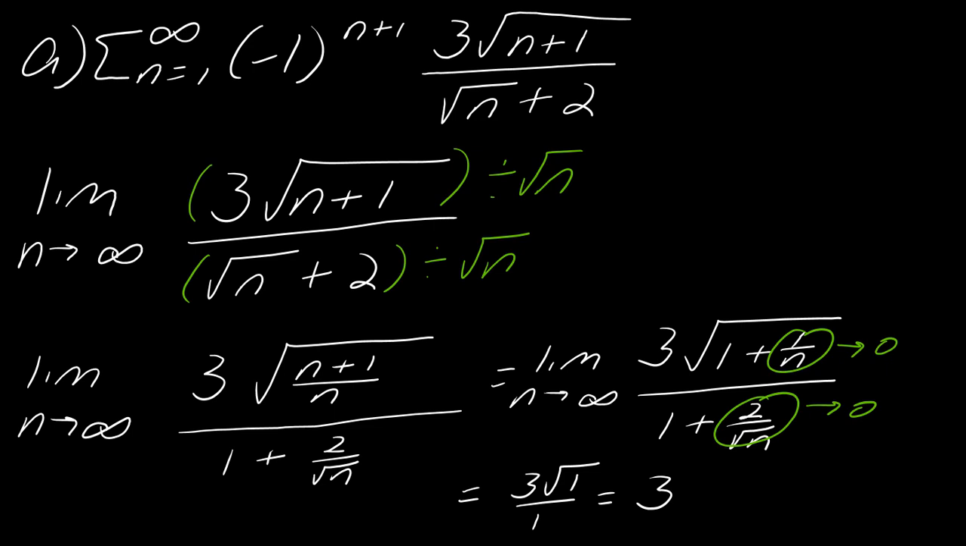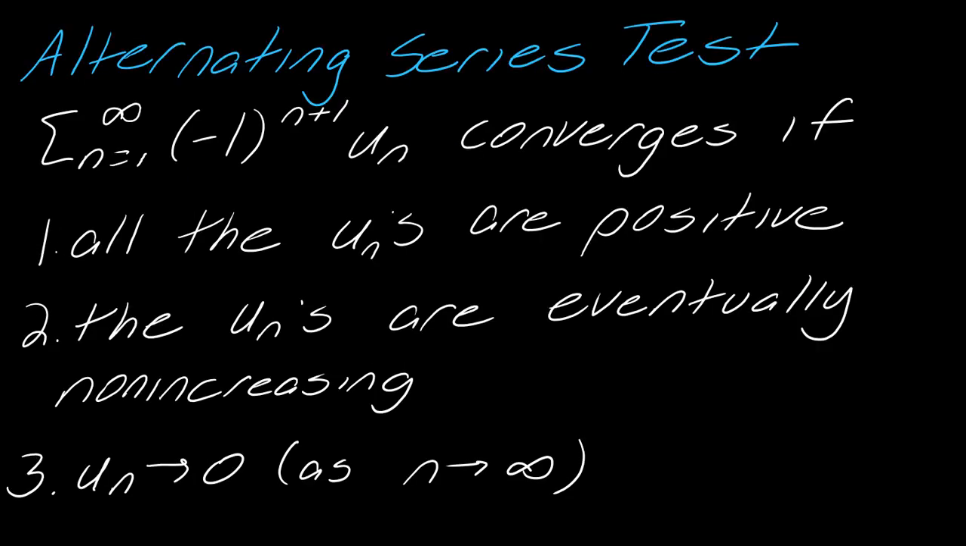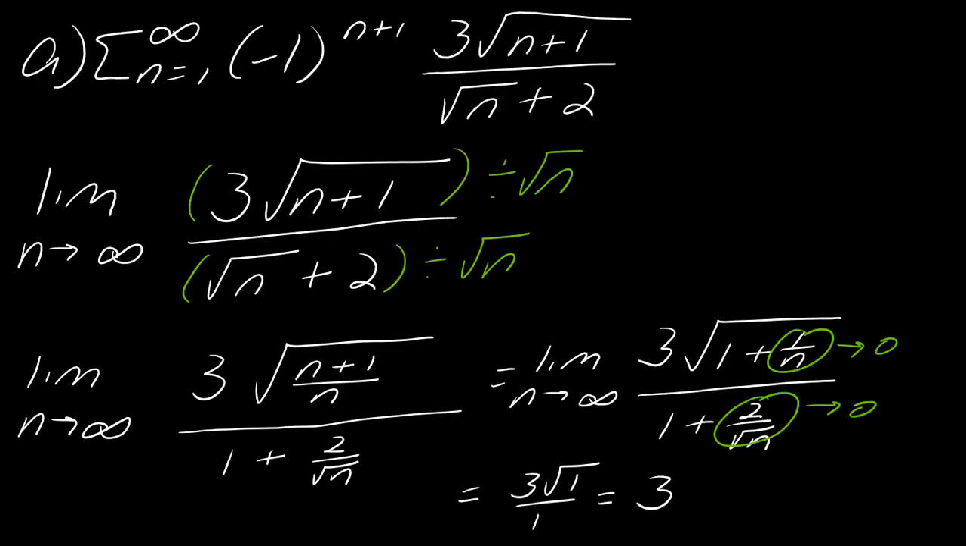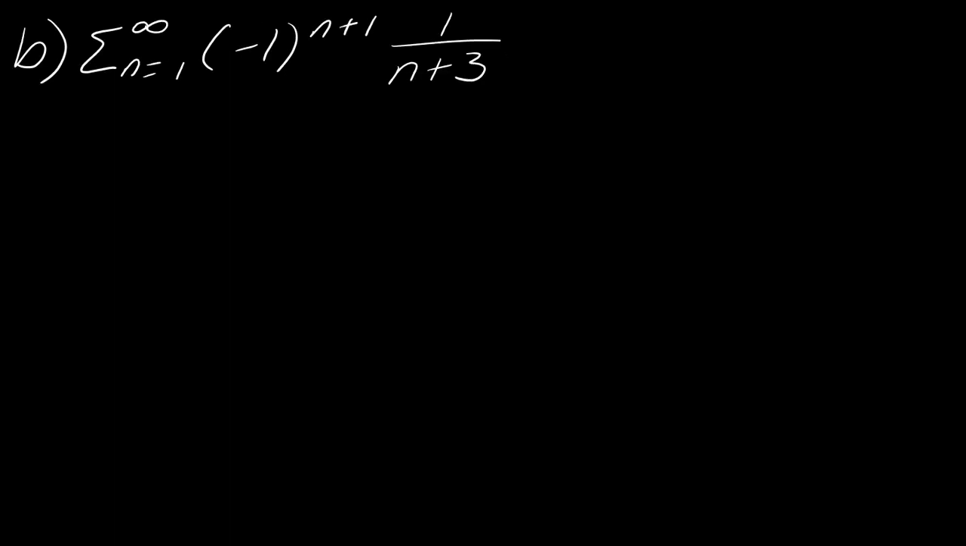Okay, so this did not go to 0, so this does not satisfy the alternating series test. But moreover, the nth term test for divergence says that a series diverges if the limit as n goes to infinity fails to exist or is different from 0. So our limit is different from 0, and therefore we get to say that this diverges. Okay, so let's keep going.